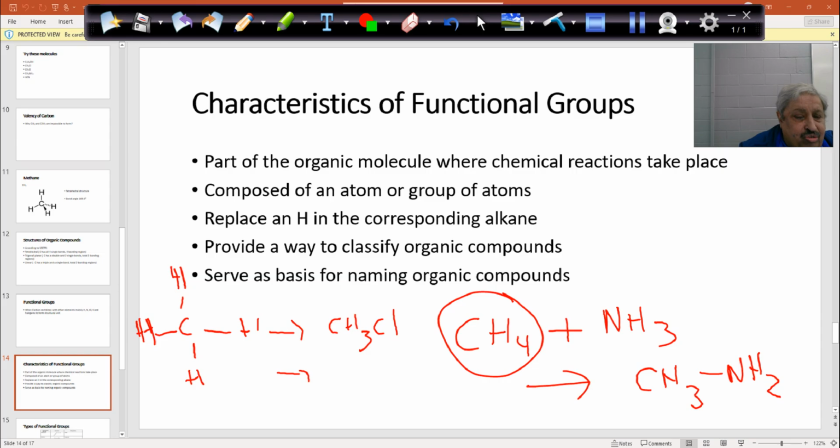I can replace 2: CH2Cl2, replaced 2 hydrogens. I can replace 3: CHCl3. I can replace all of the hydrogen: CCl4. So all the hydrogens of the methane are replaced one at a time, and I get totally different alkane characteristics. Correct?